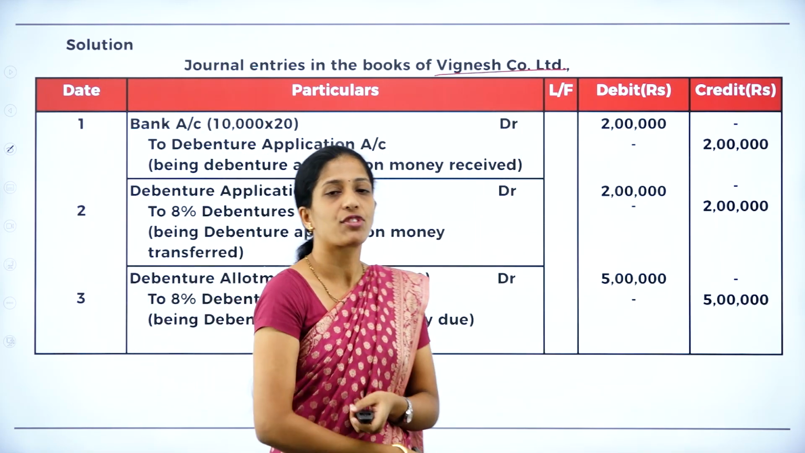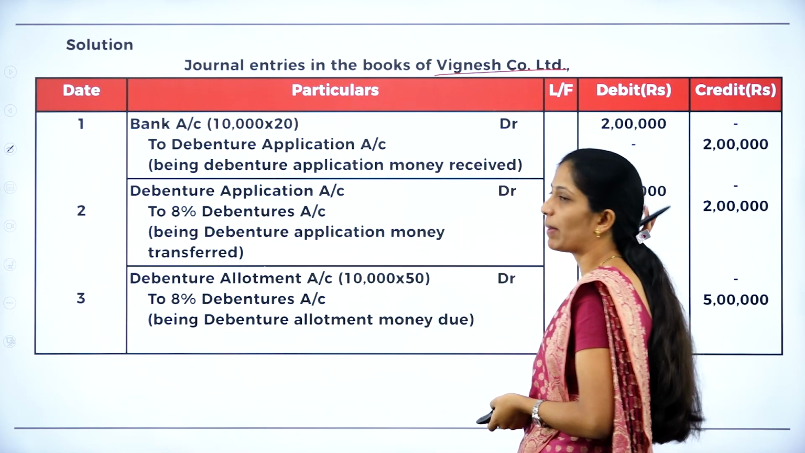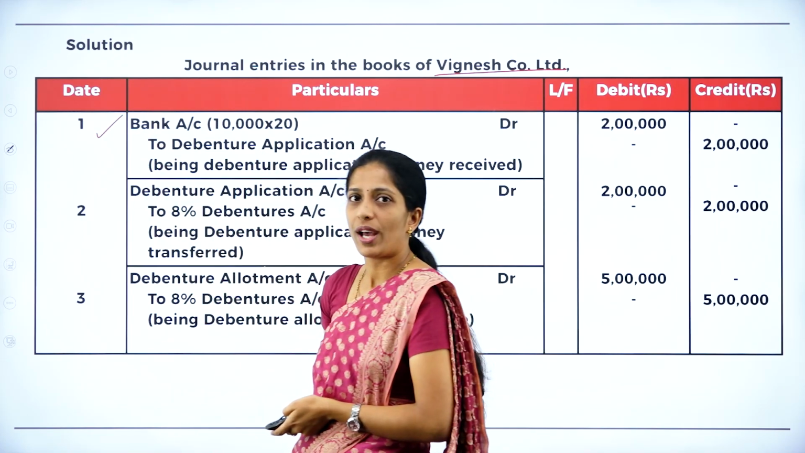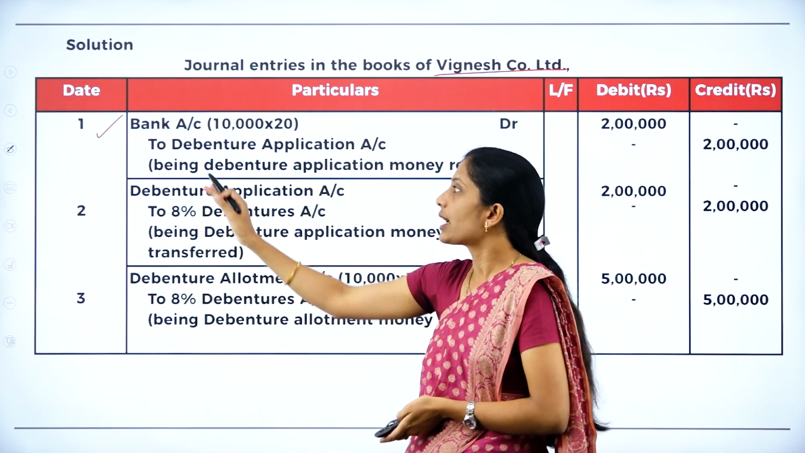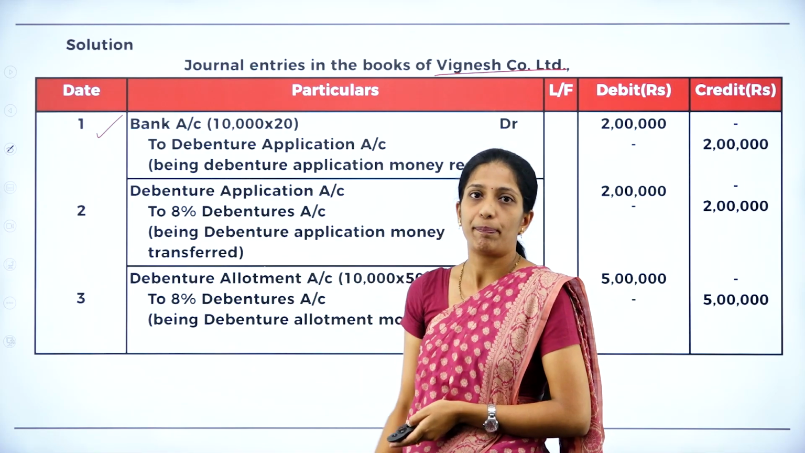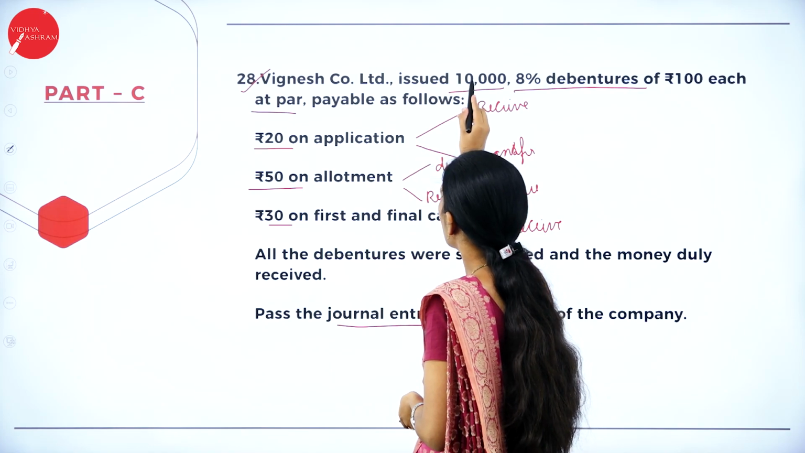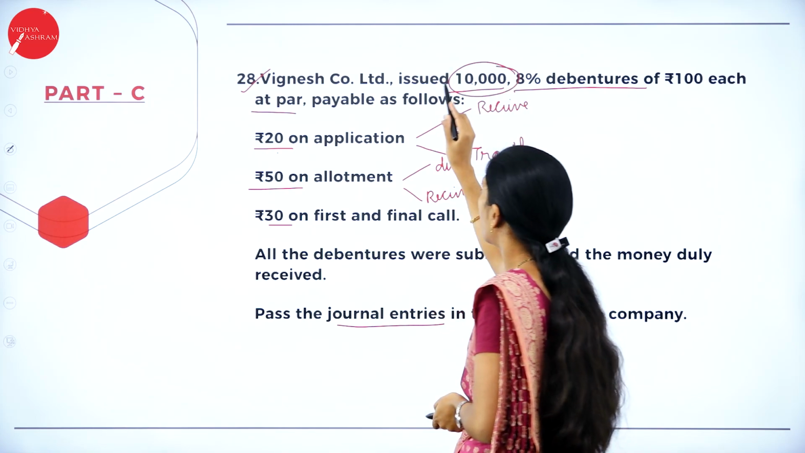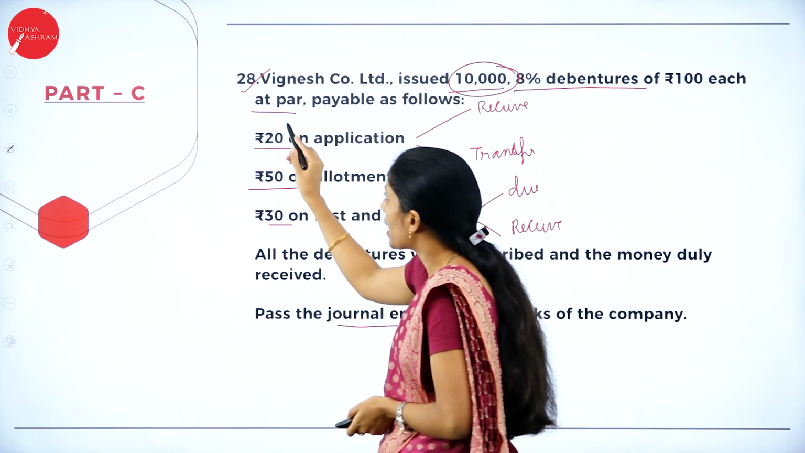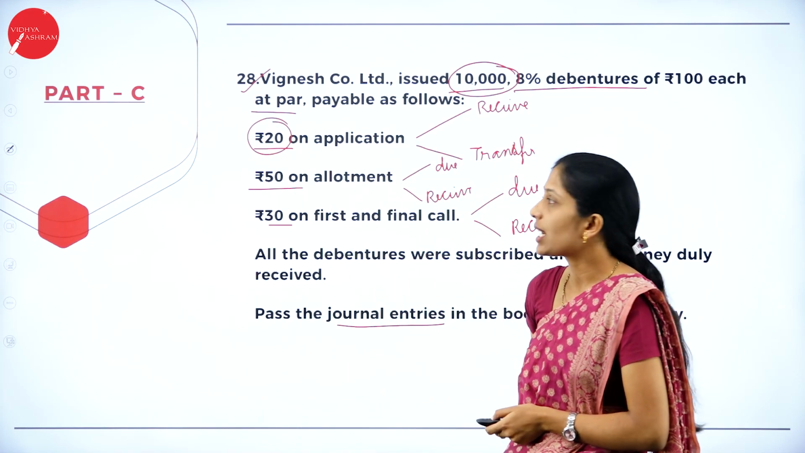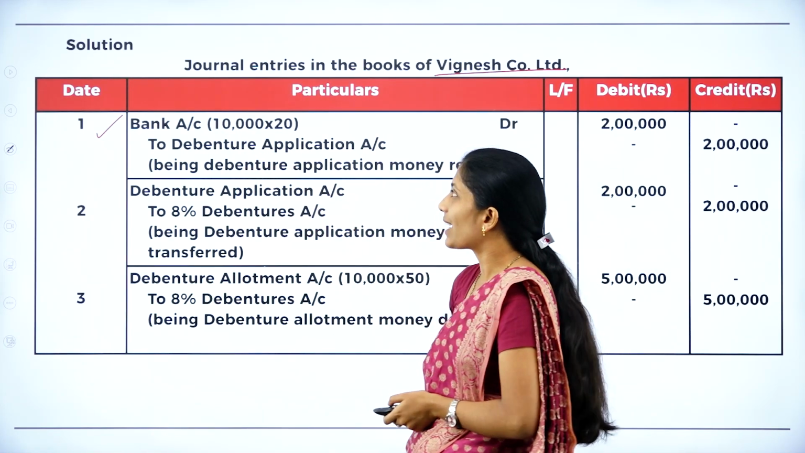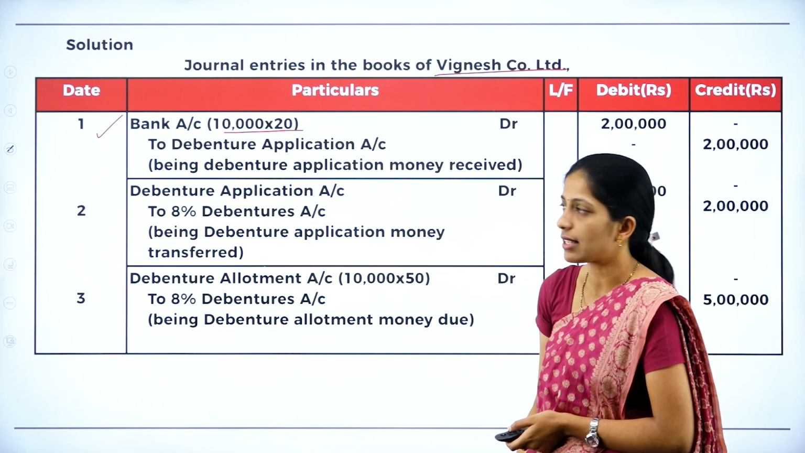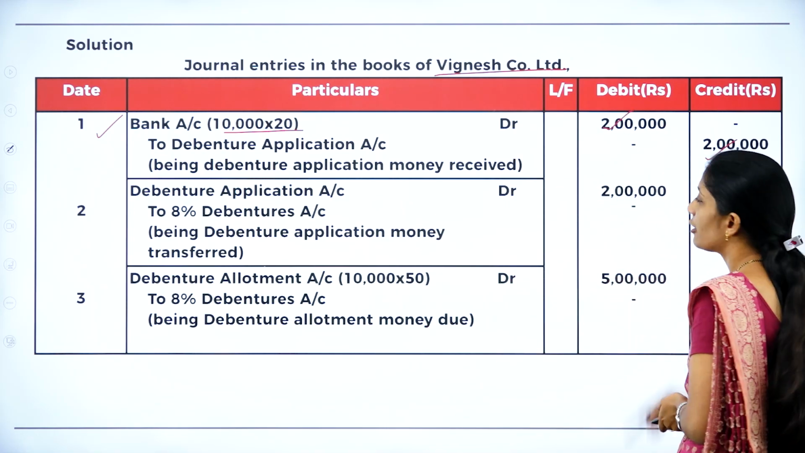So hope you know the format of journal: date, particulars, ledger folio, debit rupees and credit rupees. Now come to the first stage, that is your application stage, where you will record 2 entries, 1 and 2. Okay, so first entry is for what? Receiving of application money. So what is your entry? That is amount 10,000 into 20. Number of debentures is how much? 10,000. What is application money? 20. So what is your entry? Bank account debit to debenture application account, 10,000 into 20. Narration: being debenture application money received. 10,000 into 20, that will be 2 lakh.